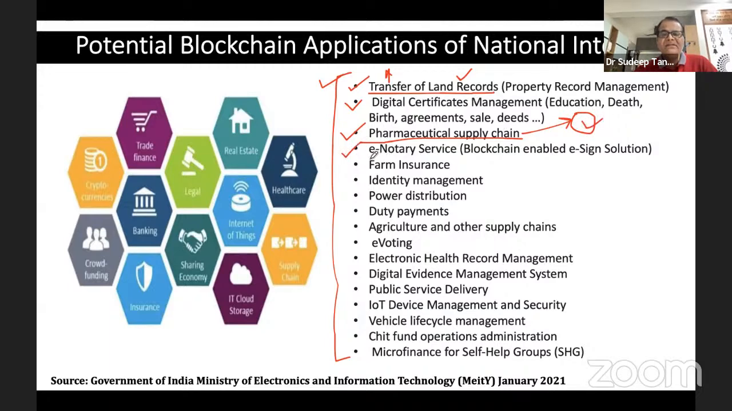Then e-notary services. A couple of frauds have also been noticed in the paper-based e-notary system. So the government wants to build a blockchain-enabled e-sign document for the notary services. Farm insurance: we have already noticed a couple of examples in a few states where insurance companies are not giving the settlement amount to the farmers, or they are delaying or ignoring. So the government wants to build a decentralized farm insurance system.